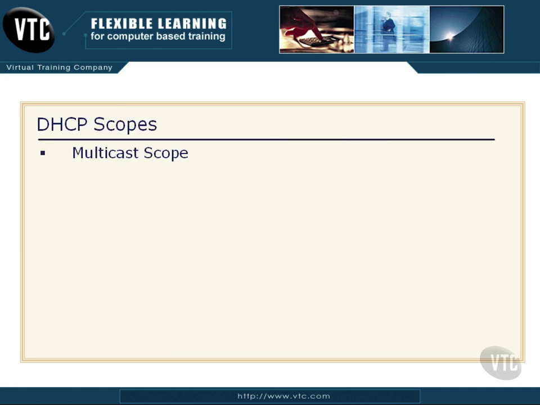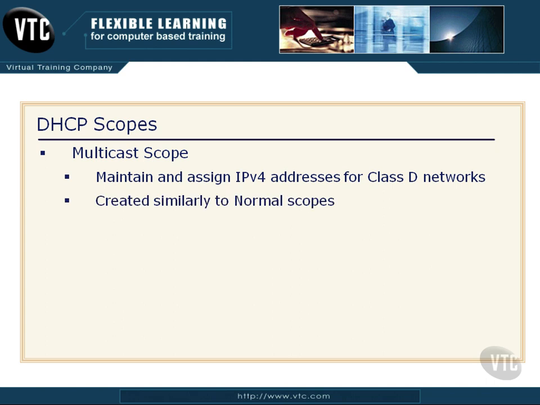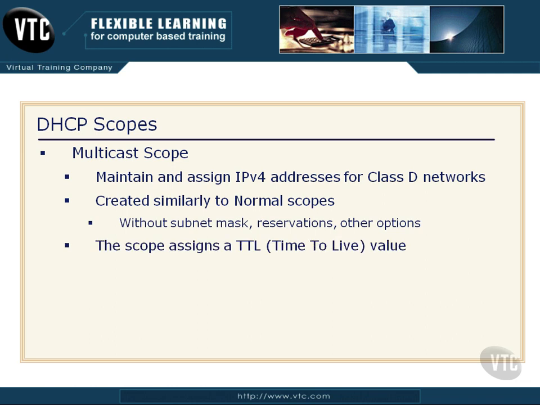Now the multicast scope is just exactly what it sounds like. This is going to maintain and assign IP version 4 addresses for class D networks, which is your multicast IP addresses. And this is created and maintained very similarly to normal scopes. However, a multicast scope does not provide things like subnet masks, reservations, or any of the other options. Instead, it assigns a TTL, we call it, which in English means time to live value.